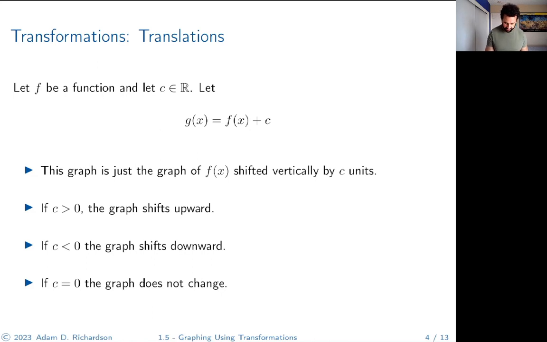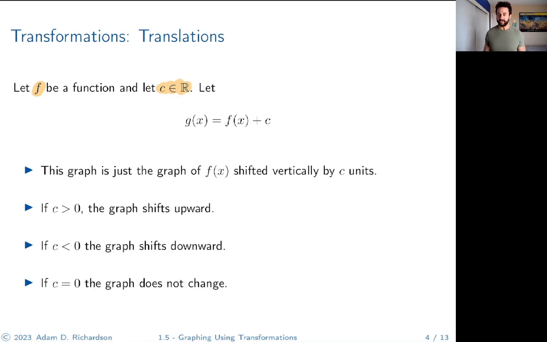So let's say we start with a function f and a constant c. c is a real number constant. And we're going to look at the function g of x, which is just f of x plus c. So what does g of x look like? This is just the graph of f of x shifted vertically by c units, whatever c is going to be.